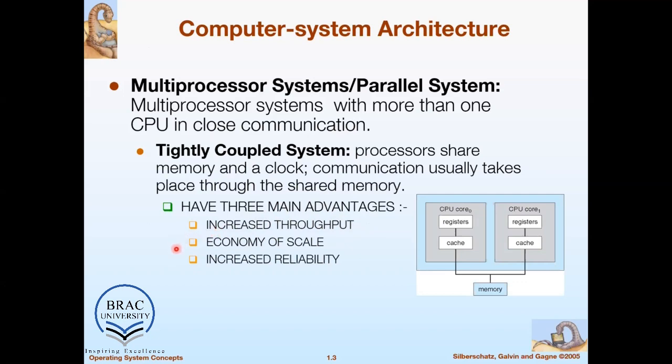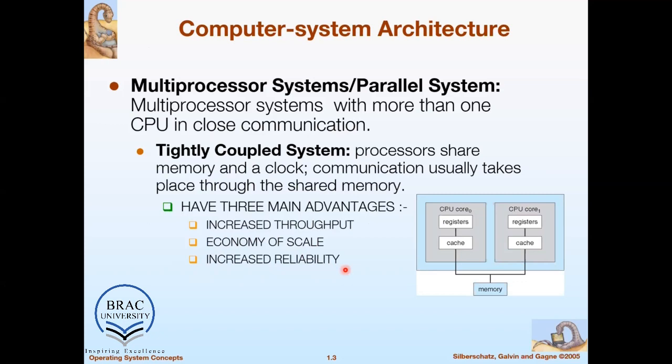The next point is economy of scale. Multiprocessor systems can cost less than equivalent multiple single processor systems because they can share peripherals, mass storage, and power supplies. If several programs operate on the same set of data, it is cheaper to store those data on one disk and to have all the processors share them than to have many computers with local disks and many copies of the data.